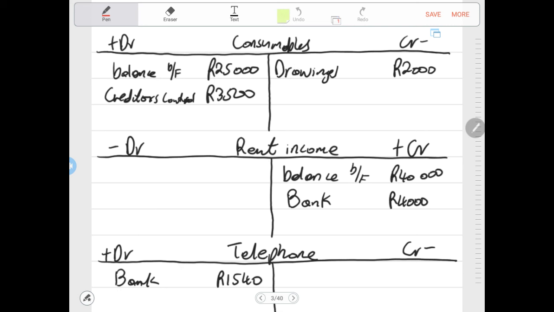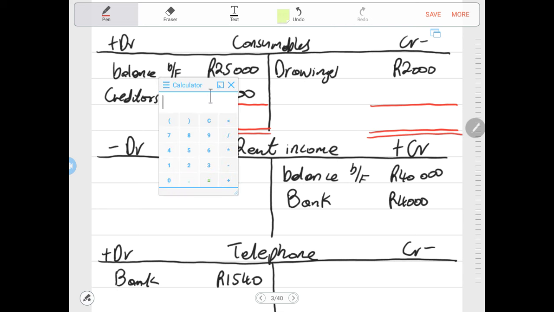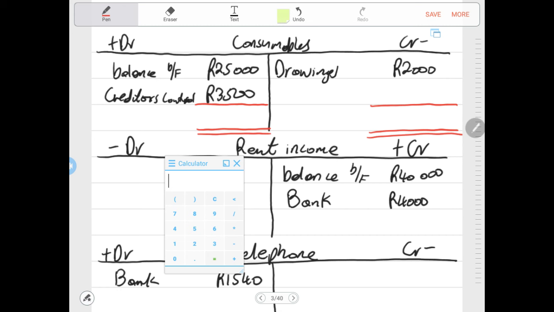Next account is consumables. Consumables has figures on the debit side and figures on the credit side. Let us check which side is bigger. If the debit side is bigger than the credit side, the total in the trial balance, which will be the difference between the debit and the credit, will go to the debit side, because the debit side has bigger numbers. 2,500 plus 3,500, we get 6,000.